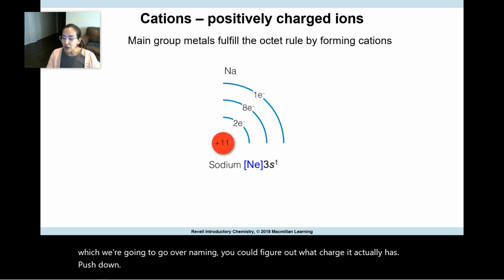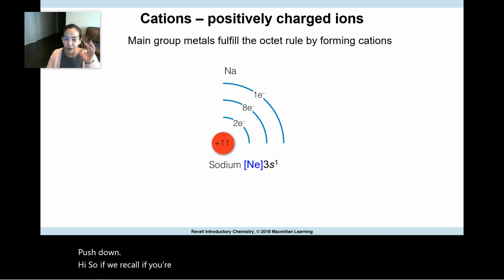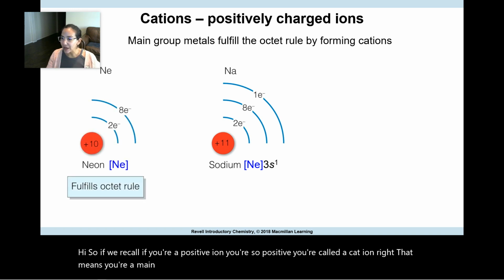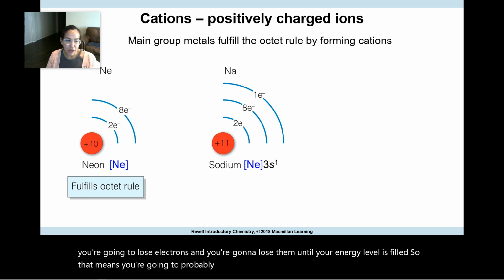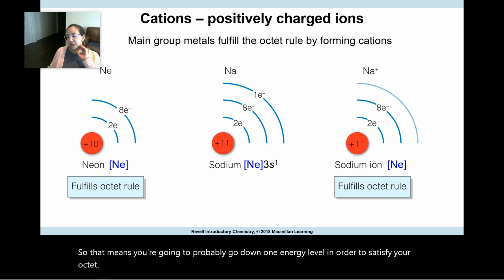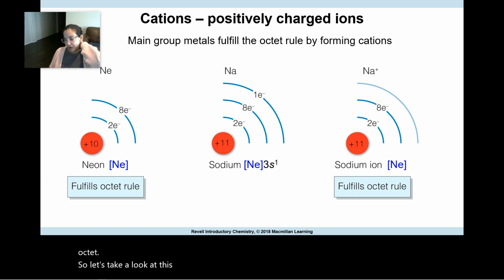All right, so if we recall, if you're a positive ion, you're called a cation, right? That means you're a main group element, and you're going to be losing electrons. You're going to lose them until your energy level is filled. So you're probably going to go down 1 energy level in order to satisfy your octet rule. So let's take a look at this one. Here, neon is a noble gas, and neon has a full octet.